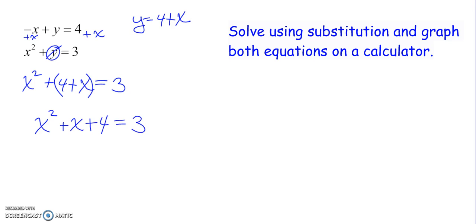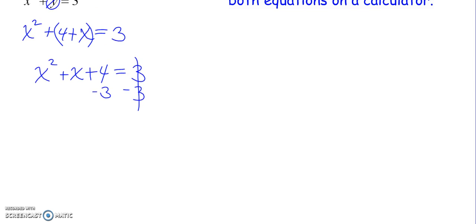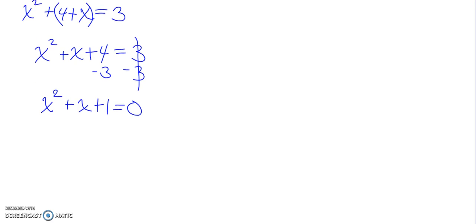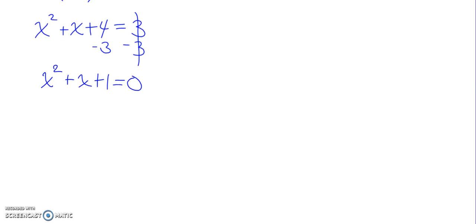The problem is this trinomial is not set equal to 0. So I'm going to want to solve this by subtracting 3 from both sides. x squared plus x plus 1 equals 0. So I could try to factor this to solve it, but it's not going to be factorable. My only option would be the quadratic formula, and I could try the quadratic formula.